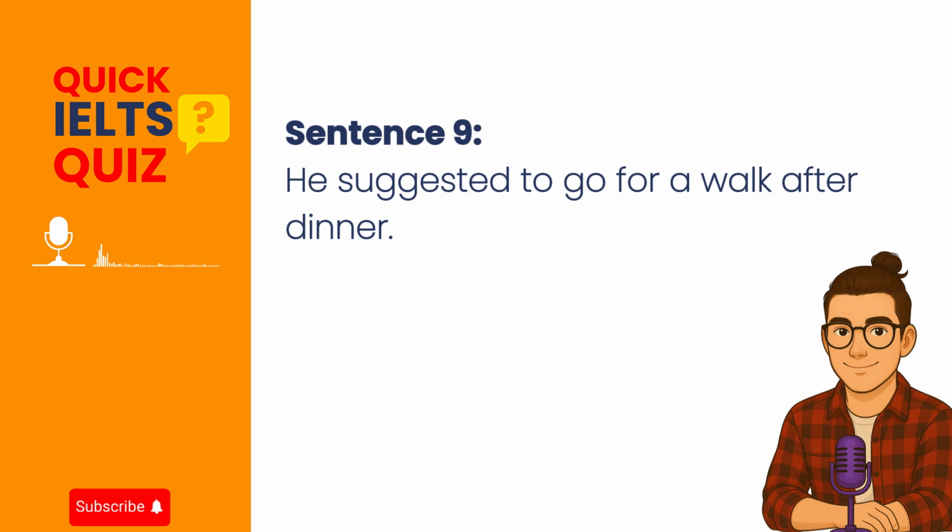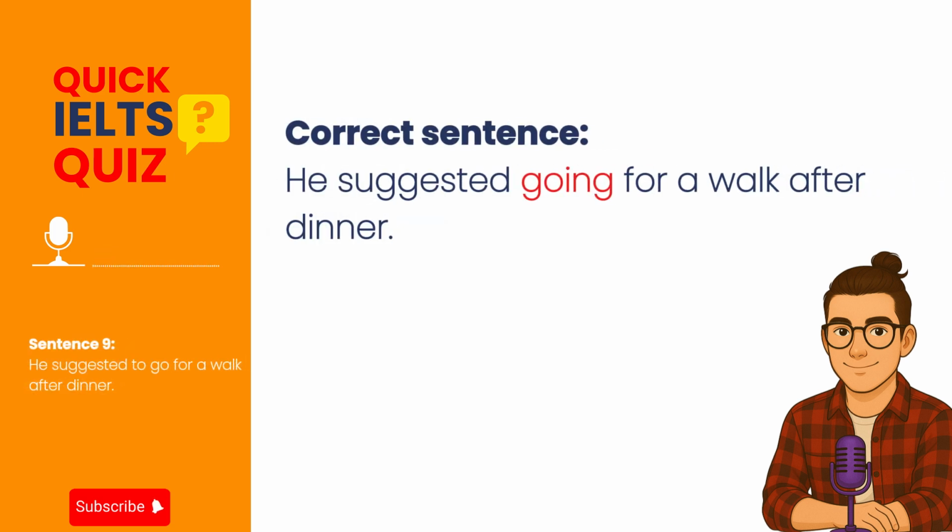Sentence 9. He suggested to go for a walk after dinner. You have 5 seconds. Here's the issue. The verb suggest is not followed by to plus verb. Instead, it's followed by a gerund. That means the ing form of the verb. So instead of suggested to go, the correct form is suggested going.